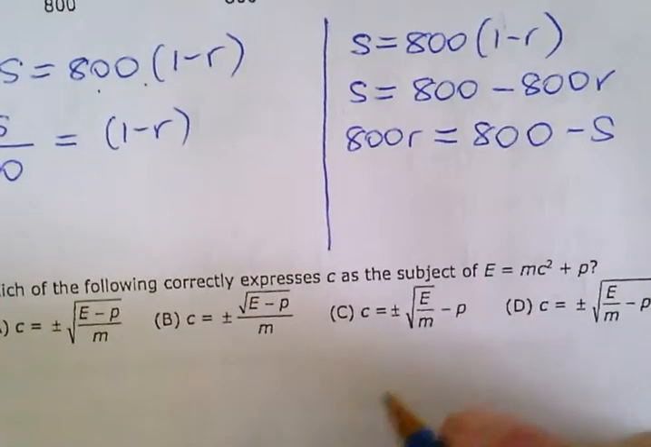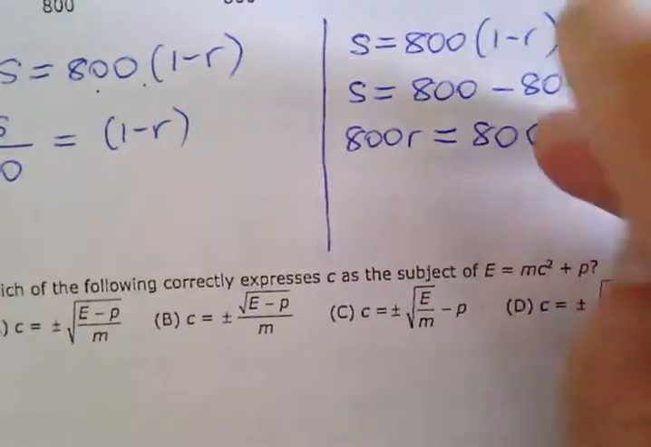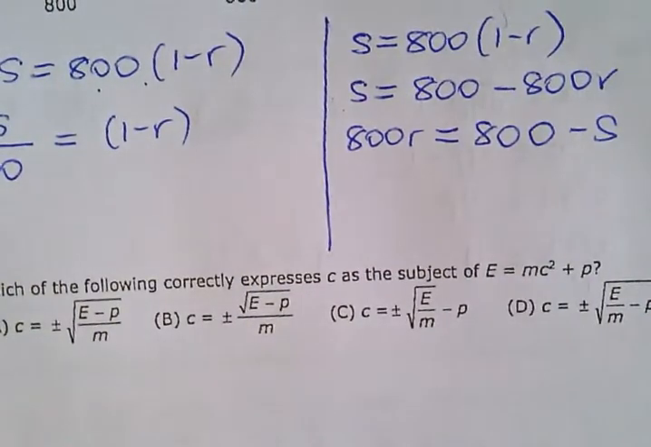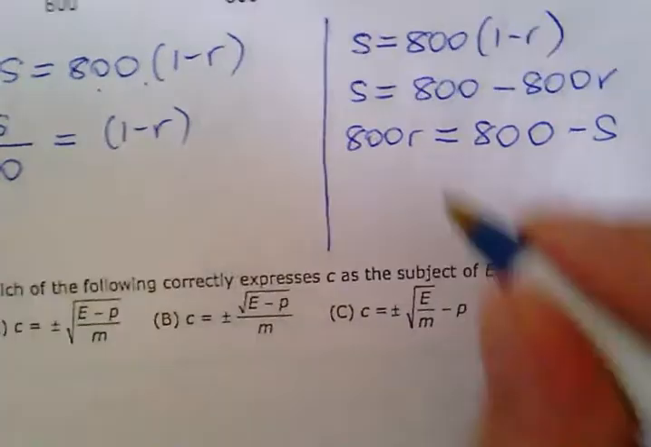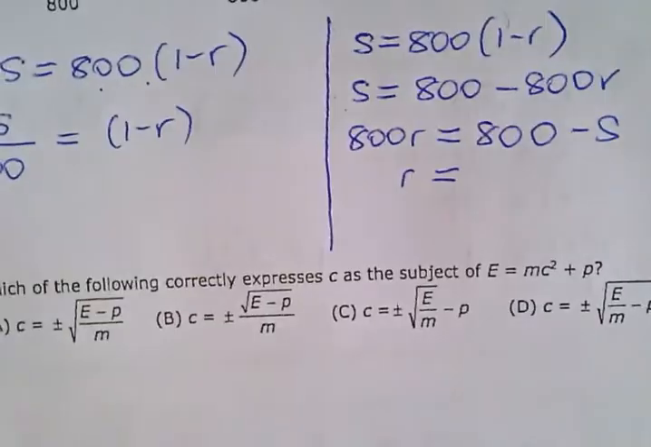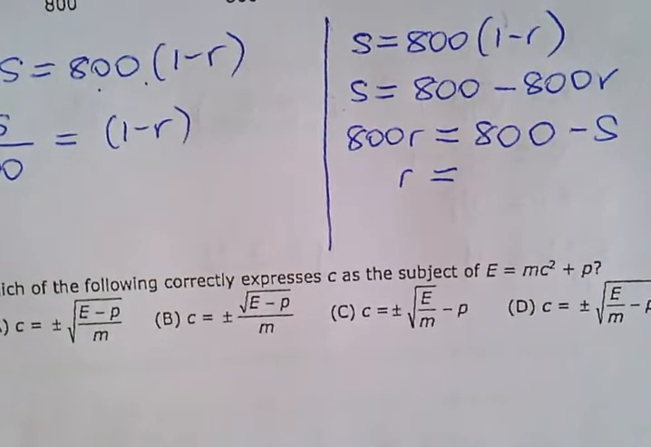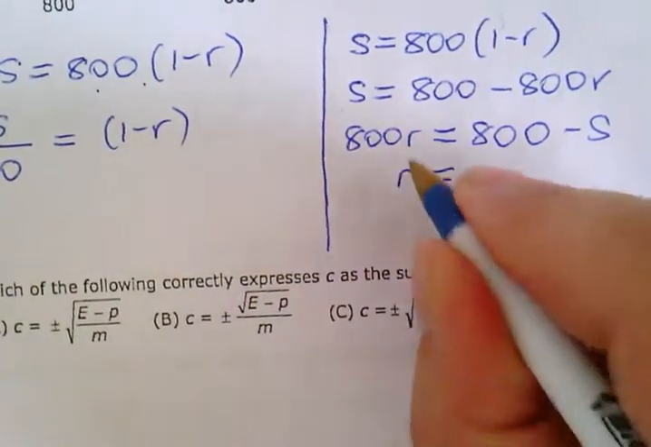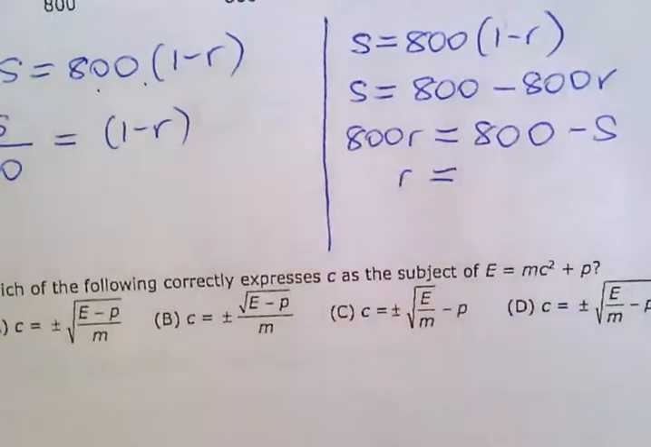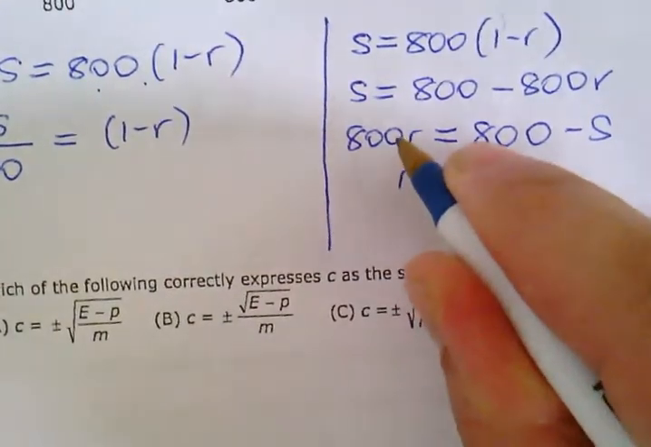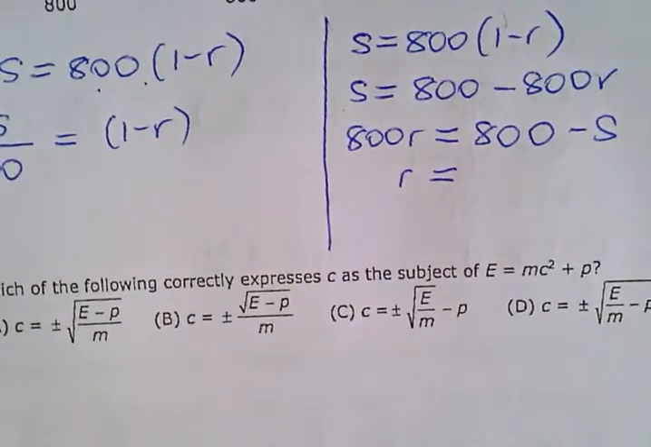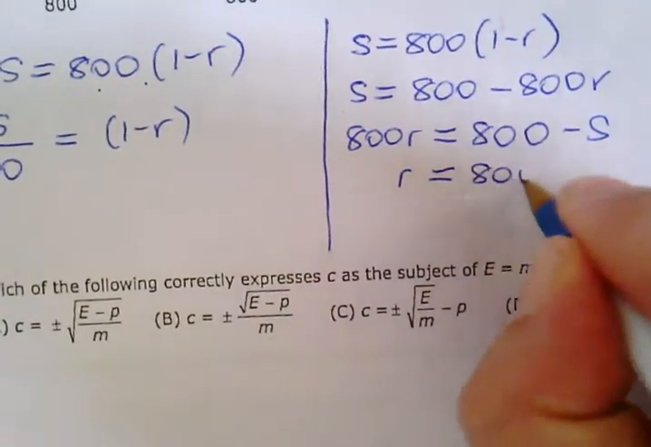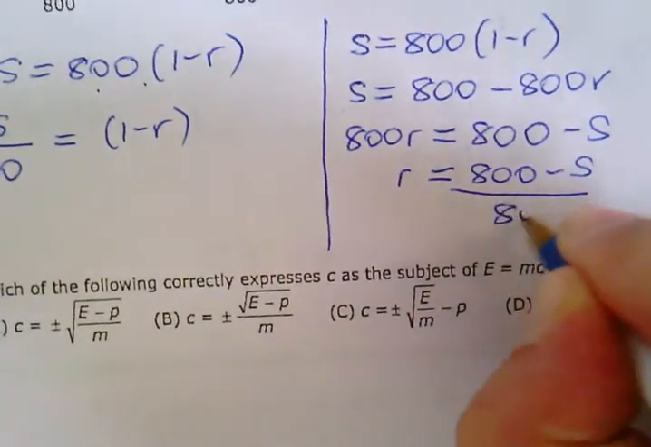All right, what would you do next? If this was plus 800R, I would have left the 800R on the right. What do I do now? I want R on its own. What do I do? Come on, help me. Well, no. Yes, but how? This is R times 800. How do I get rid of this 800? Divide. So it's 800 minus S, all over 800.